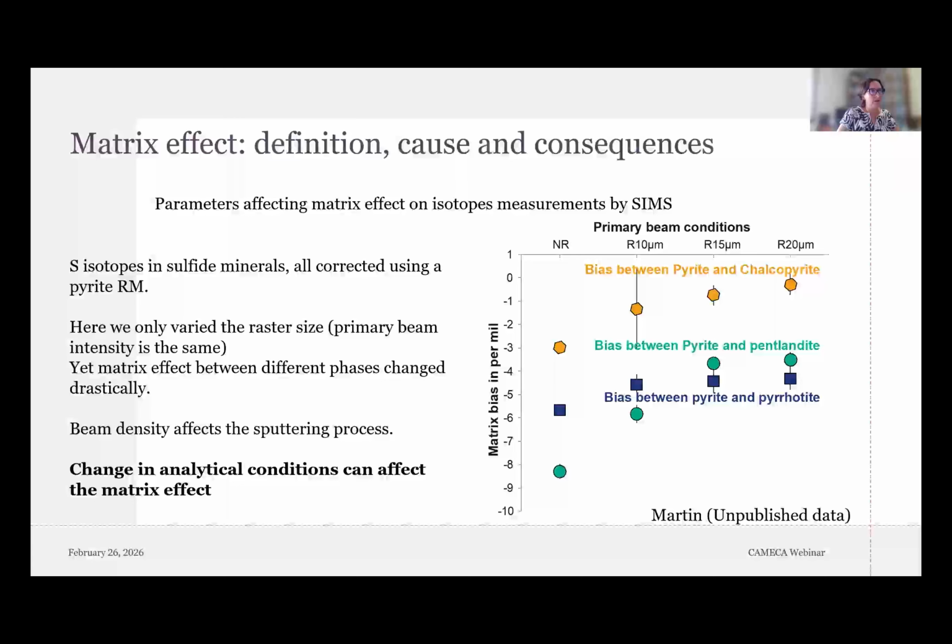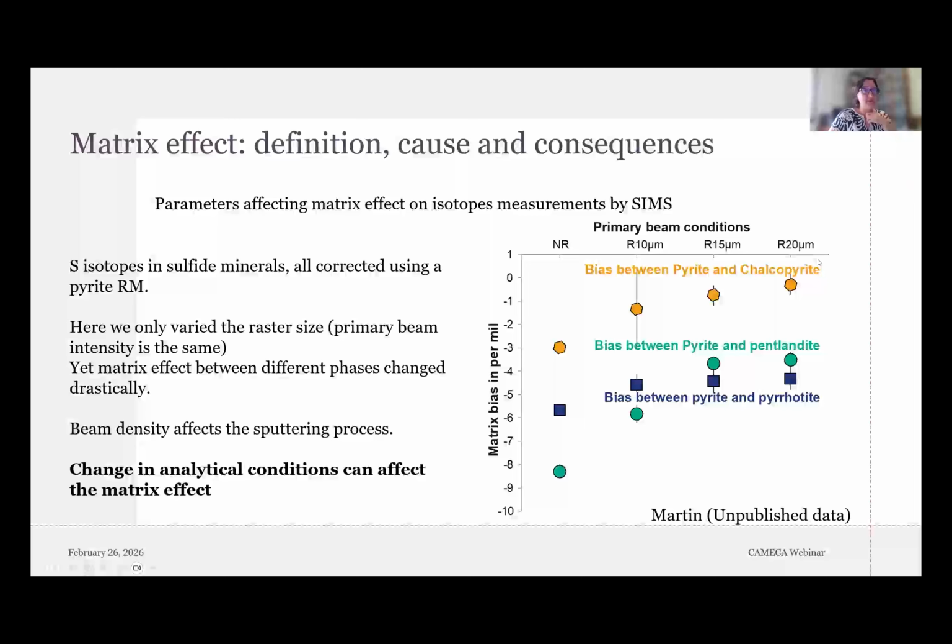So what are the parameters that affect the matrix effect on isotope measurement by SIMS? To illustrate this, I'm taking the example of sulfur isotopes measured in different sulfide minerals, chalcopyrite, pentlandite, and pyrrhotite, and they are all corrected using reference material that is made of pyrite. Here, we have changed the size of the spot or of the raster we use. So here there's no raster, a 10 micron raster, and up to 20 micron.